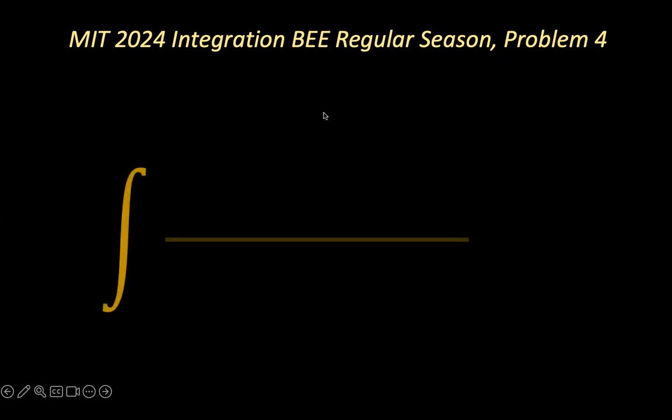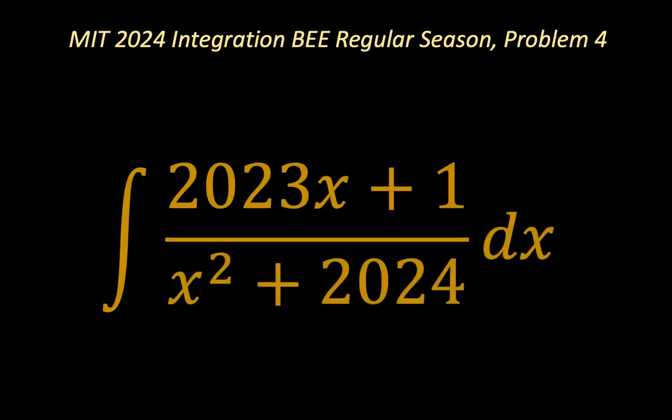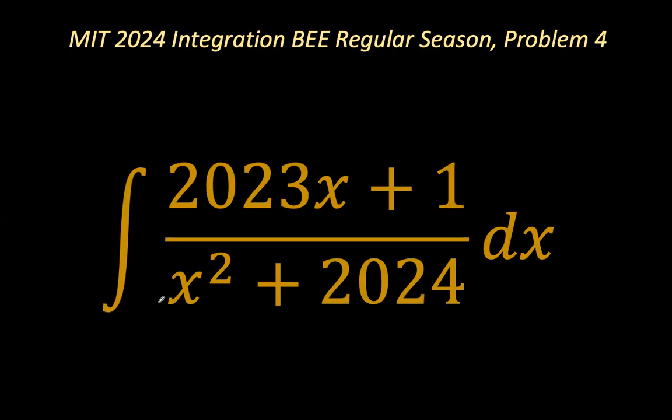Now, today's problem comes from MIT 2024 Integration Bee regular season. Our problem of focus is problem number 4, which is the indefinite integral of (2023x plus 1) over (x squared plus 2024). So this is an interesting problem. I think it lies within the moderate category. It's not very hard, not very simple.